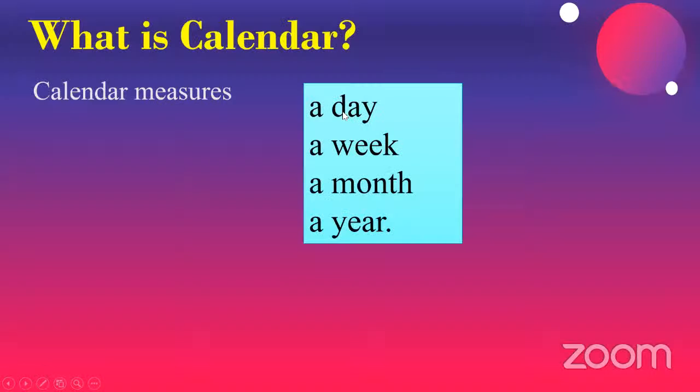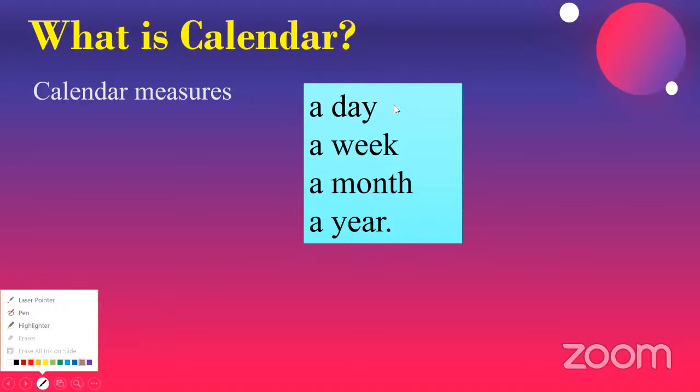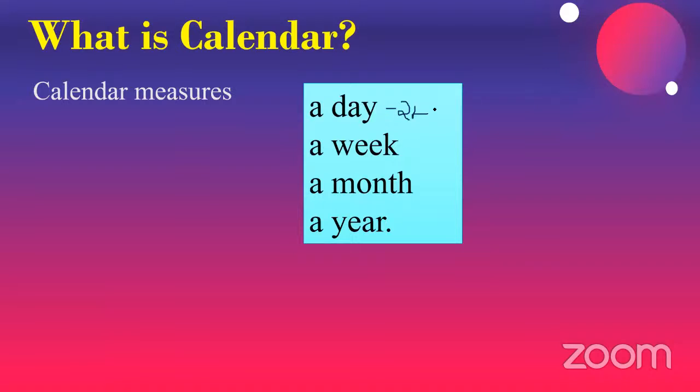We have seen that in a day we have 24 hours. In a week we have 7 days. In a month we have 30 or 31 days, right? 30 or 31 days.